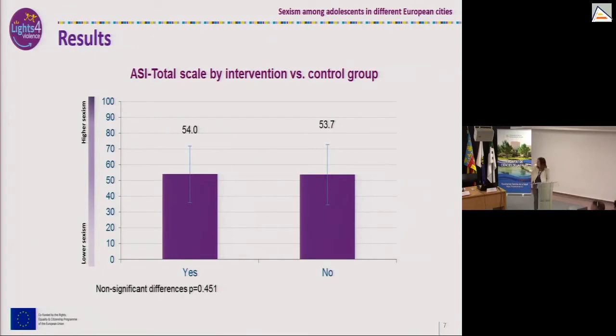Now, I'll show you the results of the study. In this graph on the left, we see the levels of sexism, from lower to higher. The graphic presents the mean values of total scale by intervention and control group. No difference by group were found in total scale and subscales.